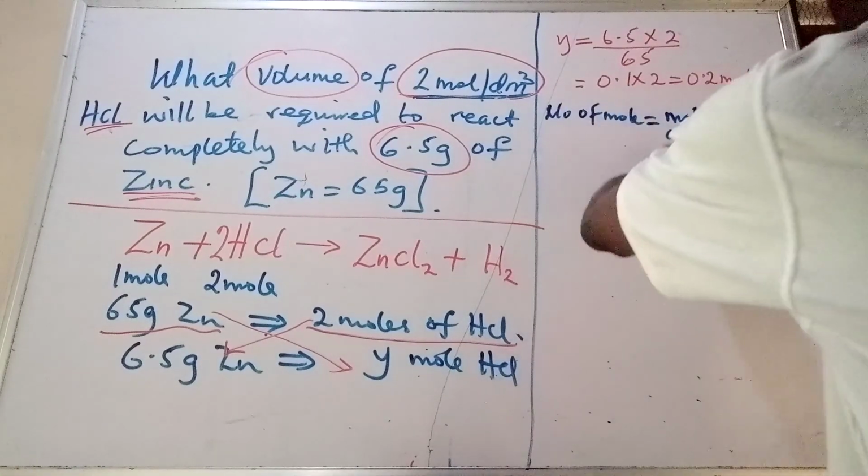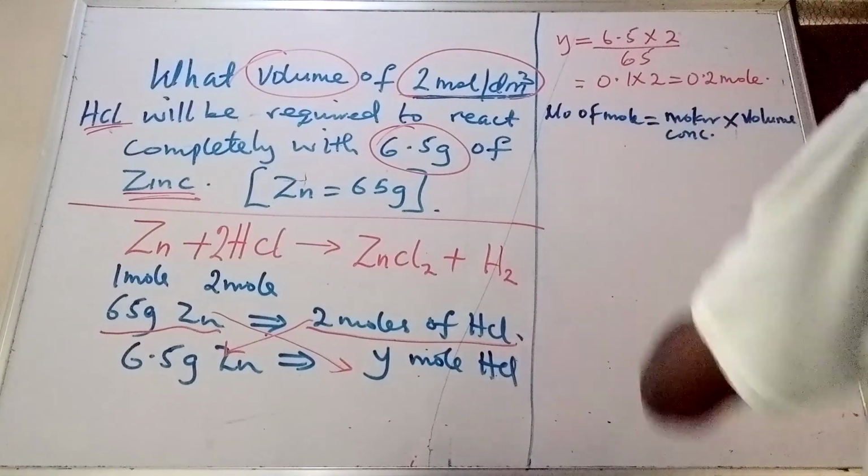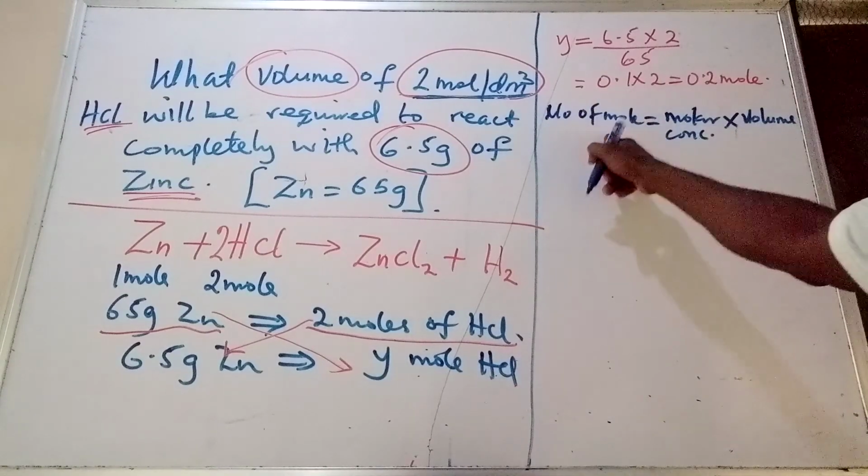So number of moles is equal to molar concentration times what? Volume. Okay, what is the number of mole we got? 0.2.